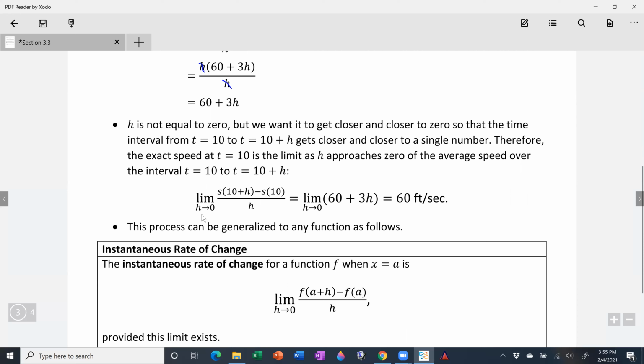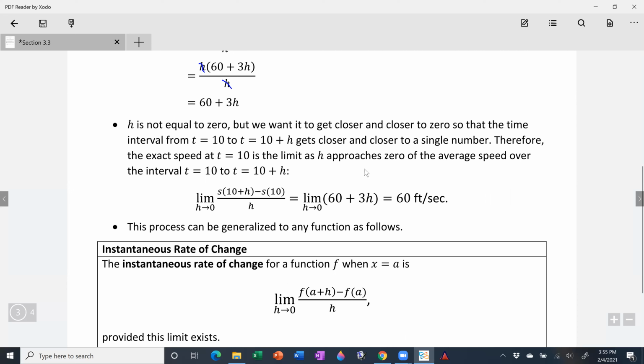So the limit as h approaches 0 of that average rate of change, which we already calculated up there, comes out to 60 plus 3h. Remember, h is not actually 0, but we're doing a limit as we let h go to 0. And when we evaluate limits, this is just a polynomial here. We can go direct substitution. And so 60 is unaffected, and then 3 times 0, this is approaching 60 feet per second.